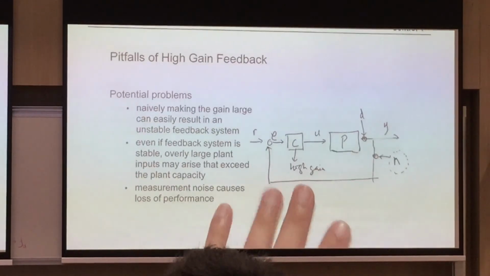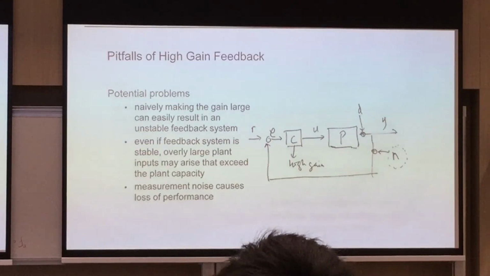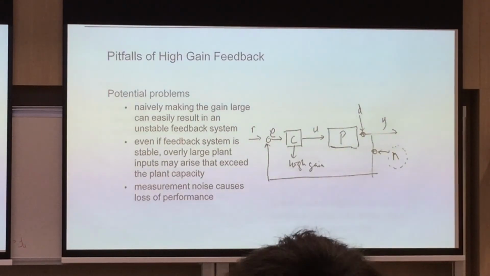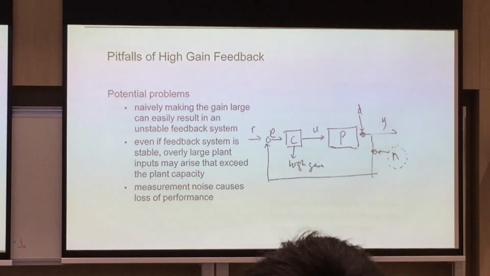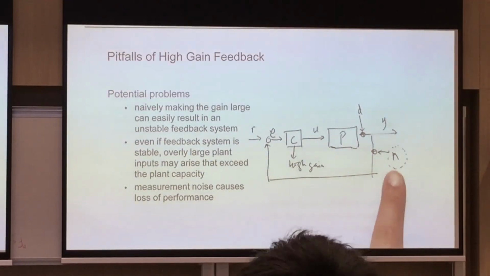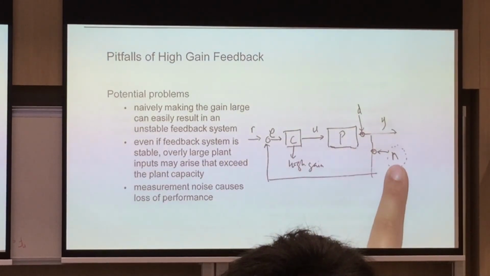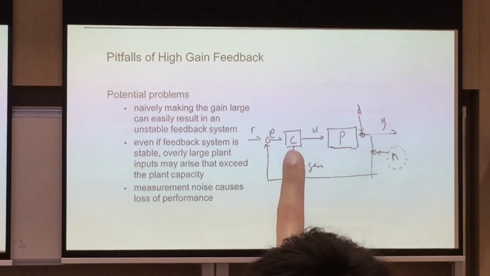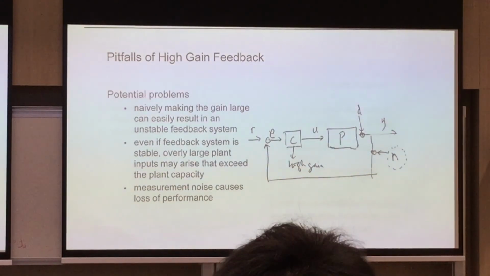So what's the problem with having high gain? If you increase the gain too much, one thing is of course the system will be unstable. You may exceed the limitation of your plant capacity, and you have amplification of measurement noise. I'm just drawing this diagram so that you understand that we are considering noise in the system. When you have high gain, N, which is the measurement noise, will go through the controller C and will be amplified.